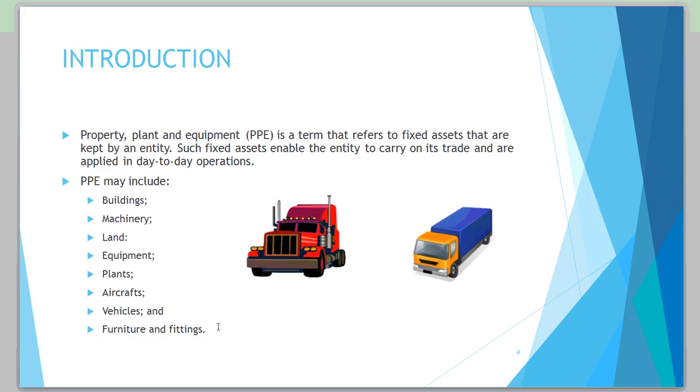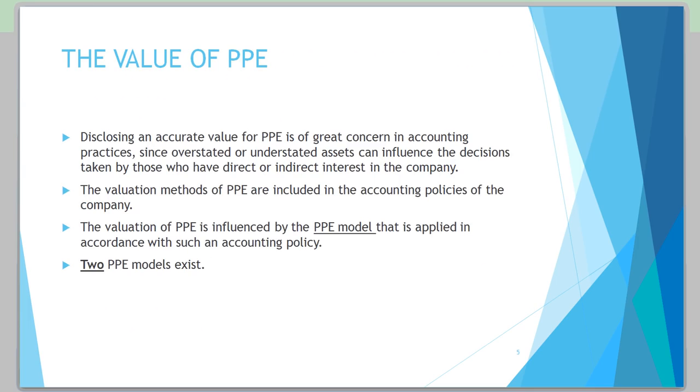This is in accordance with the standard that regulates PPE, which is IAS 16. The value of PPE is very, very important. Disclosing an accurate value is of great concern in accounting practice because overstated or understated assets will influence decisions taken by those who have an interest, either direct or indirect, in the company. So the valuation methods of PPE are included in the accounting policies of the company.